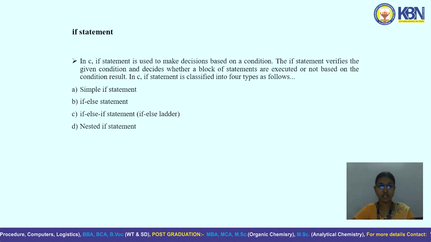What is an if statement? It is based on a condition. If we give the condition, it will decide whether the block of statements is executed or not. In the if statement we are categorized into four types. First one is the simple if statement, second is the if else statement, third is the else if statement, also known as the if else ladder, and fourth is the nested if statement.